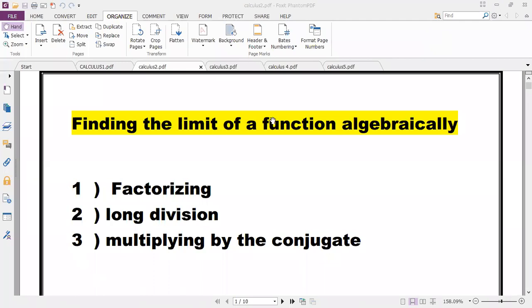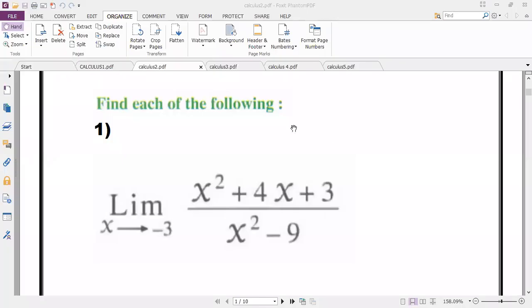How can we find the limit of a function algebraically? We can use factorizing, we can use the long division, and we can multiply by the conjugate. I want to find the limit of this function here. If we put instead of x -3 in this function, you will get 0 over 0, and 0 over 0 is an unspecified quantity. This value exists, but it's hidden now. I want to get the value of this function when x tends to -3.